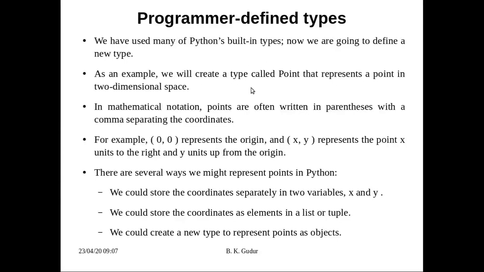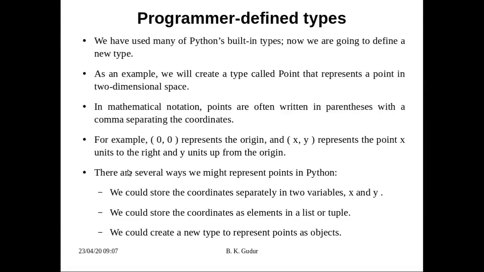In mathematical notation, points are often written in parentheses with a comma separating the coordinates. For example, 0, 0 represents the origin, and in general x, y represents the point x units right of the origin and y units up from the origin, right?